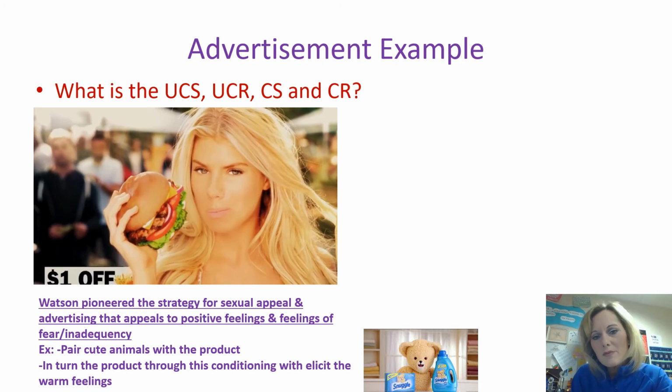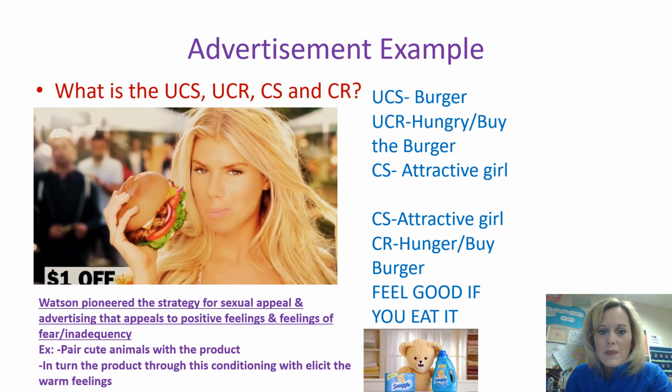So let's take a look at this example from the ad that was from the Super Bowl, and try to think of what is the unconditioned stimulus, the unconditioned response, the conditioned stimulus, and the conditioned response. The first thing to ask yourself is what naturally happened? What is the response they're trying to get from this advertisement? They want you to eat a hamburger. Okay, that's the response. What naturally creates that? We've got to think of the burger and buying the burger. The burger usually makes us hungry, and then we're going to go buy the burger, right?